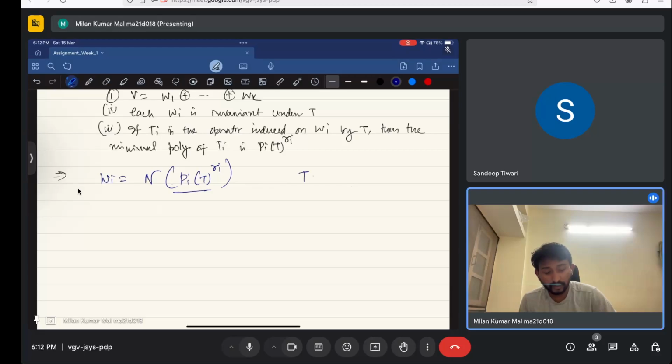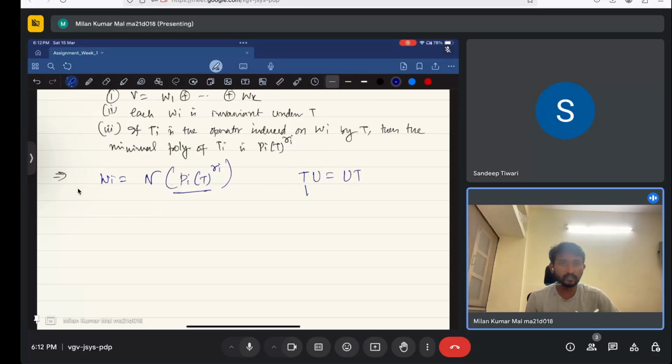I think I have discussed this thing also. If T and U are two linear operators on a vector space V, and UT equals TU, meaning they commute, then the range space and null space of T will be invariant under U. The range space of T will be invariant under U, and the null space of T will be invariant under U.